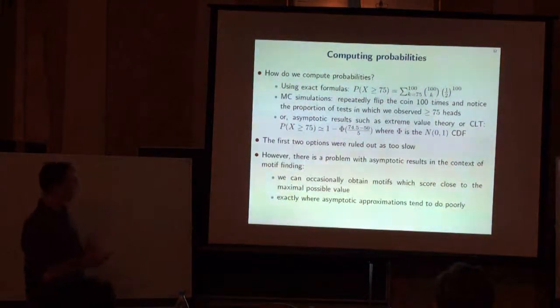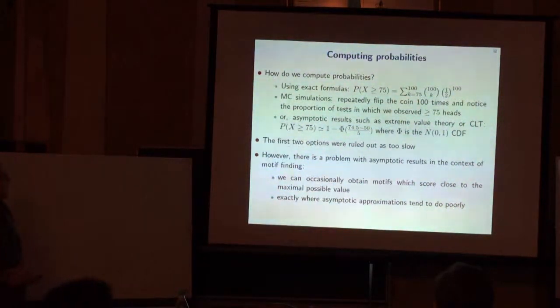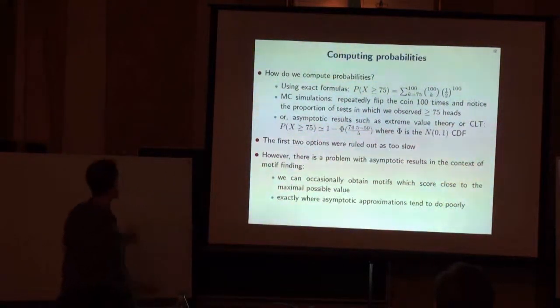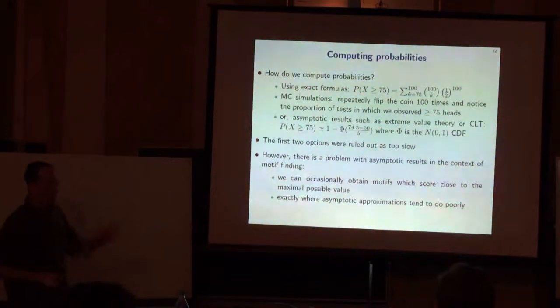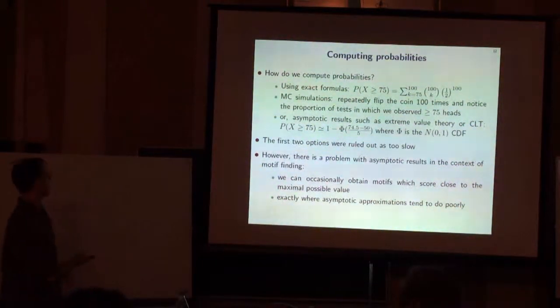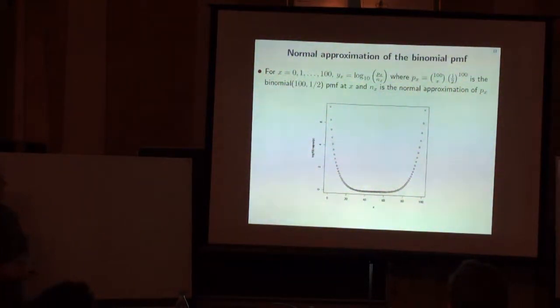The first two ways, exact formula and Monte Carlo simulation, were ruled out as too slow for the purpose of consensus and MEME. So they use the third one. But there is a problem with the third one in the context of motif finding: we can occasionally obtain motifs which score close to the maximal possible value. And that's exactly where the asymptotic results tend to do poorly, when you're getting really close to the maximum possible value. Just to show you an example, this is the normal approximation to the binomial probability distribution.